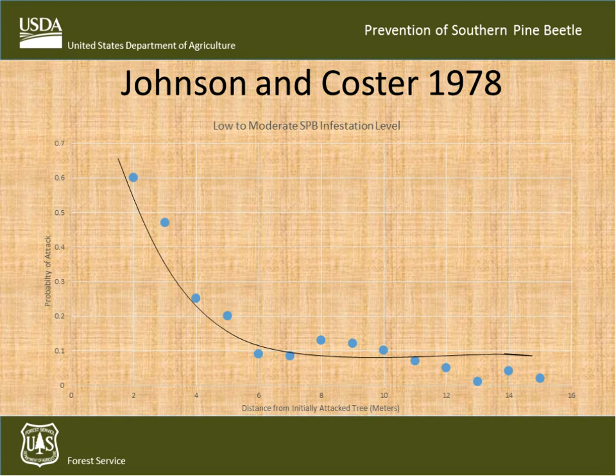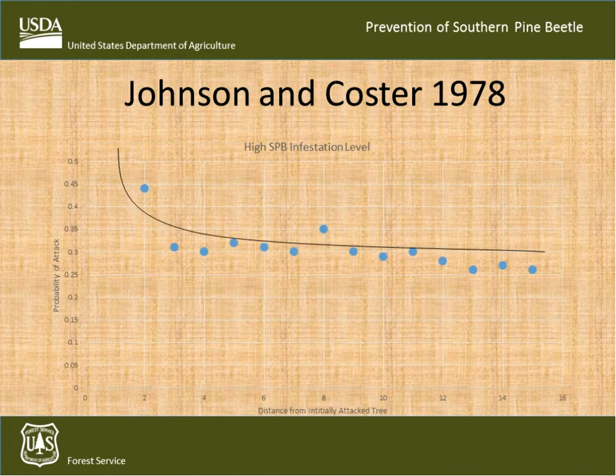Jack Koster followed this work up in an outbreak in Louisiana and Texas. And what he found is that the probability of attack of adjacent trees from the initially attacked trees dropped off dramatically, particularly when you got to around the 5-meter mark, or about 18 to 20 feet. So again, that 18 to 20 foot distance may be an important distance between the initially attacked trees and the adjacent trees.